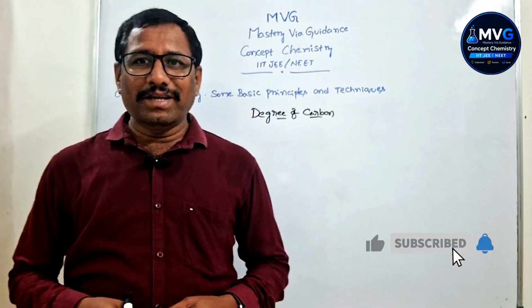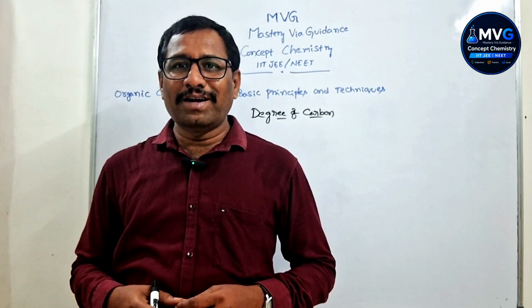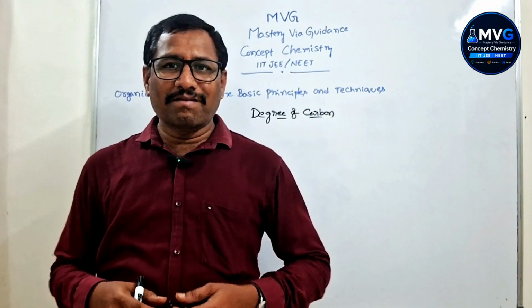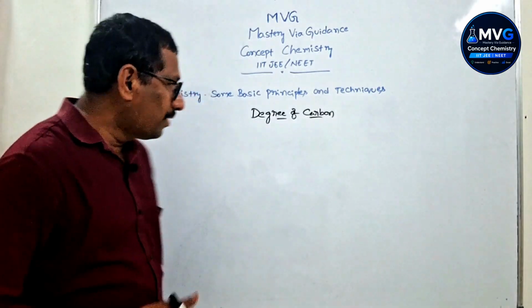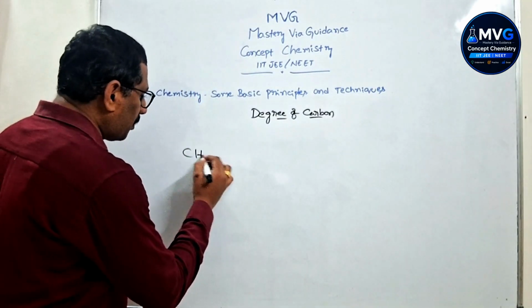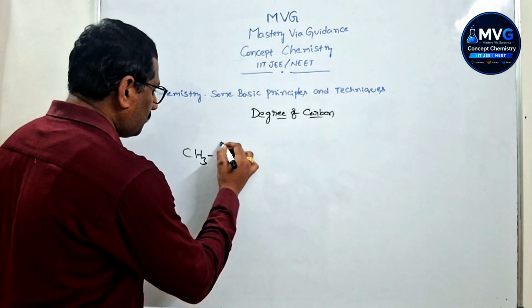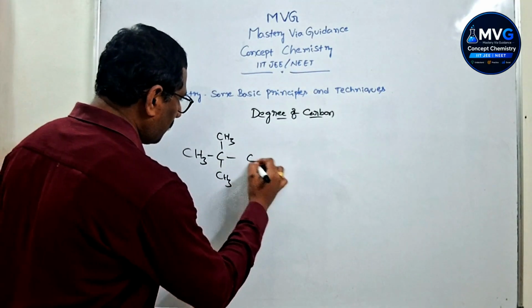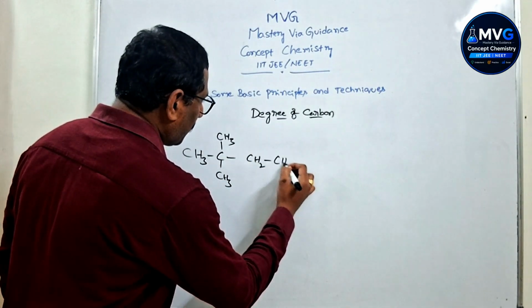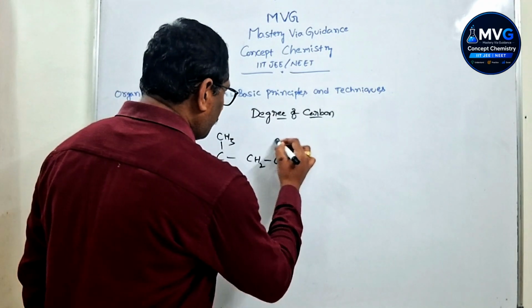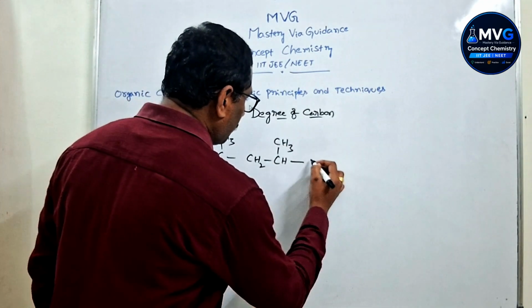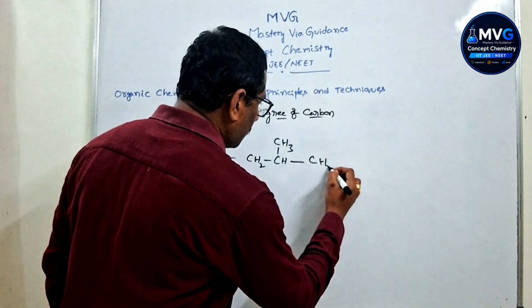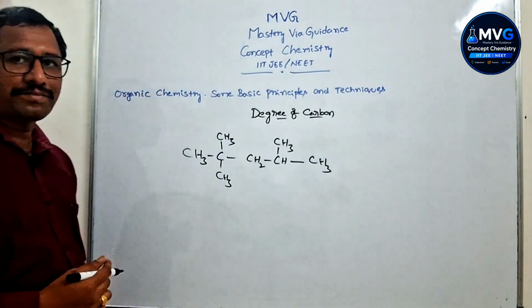Dear students, today we will discuss degree of carbon and degree of hydrogen present in the given organic compound. Students, if you take one organic molecule, in this given compound we can identify how many primary carbons, how many secondary carbons, how many tertiary carbons, and how many quaternary carbons are there.